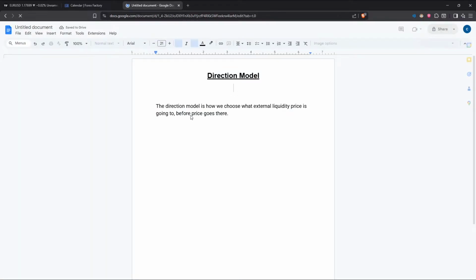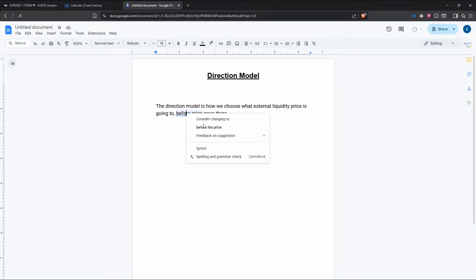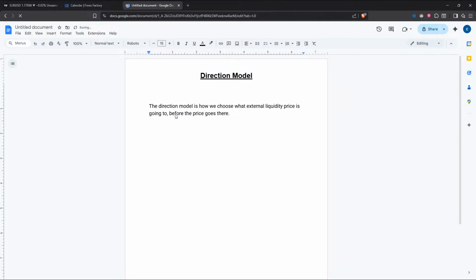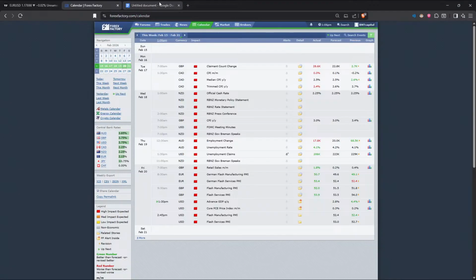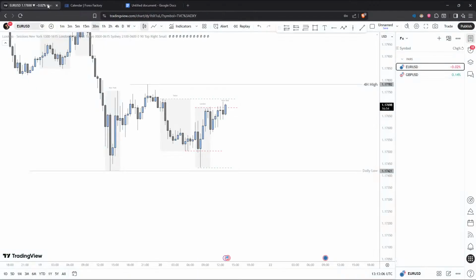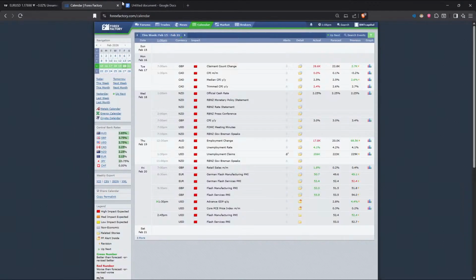So direction model. The direction model is how we choose what external liquidity price is going to before price gets there. Why is that last bit added? Well, there's no point in predicting direction if price is already there, right? So you want to predict it before it happens and then make your move. Of course, sometimes you may not be able to. Sometimes it's already got there by the time our direction model rules have been set.